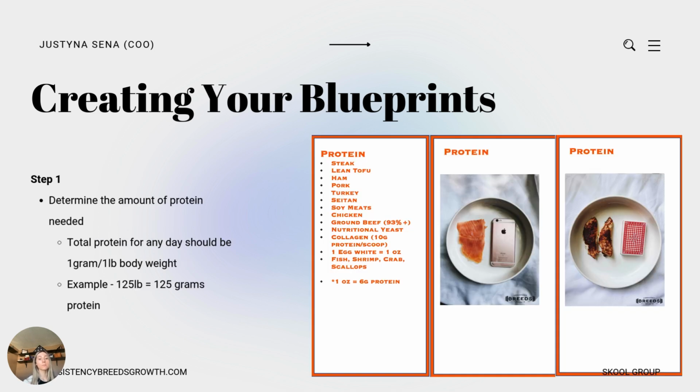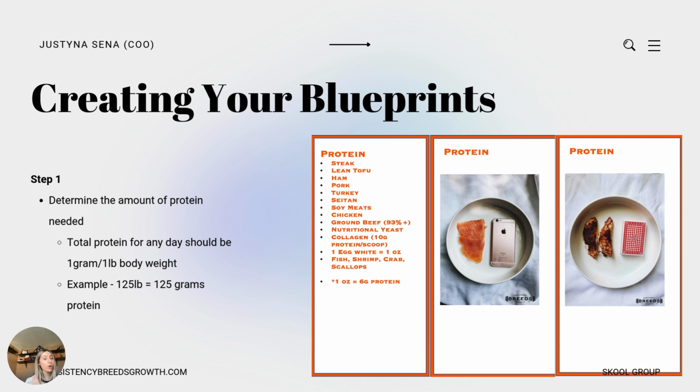Now, when thinking of your metabolic boost, how are you going to create your first set of blueprints? Well, step one is to determine the amount of protein needed. We always start with protein, right? And a good rule of thumb is the total protein for any type of day, whether you are working out or having a rest day, it should be 1 gram per 1 pound of your body weight. So if you weigh 125 pounds, you should be having around 125 grams of protein.